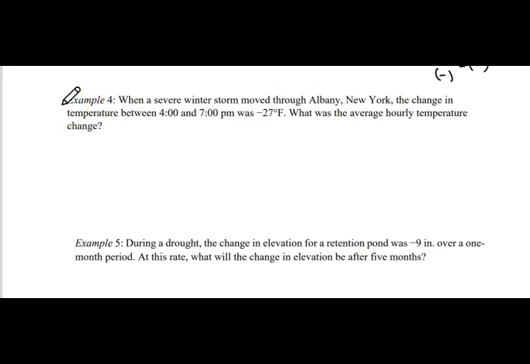Okay. So in order for us to figure that out, you need to take the -27 that the temperature dropped over between 4 and 7 p.m. That's 3 hours. So we divide a negative by a positive. The answer is negative. And then 27 divided by 3 is -9. So the temperature dropped by 9 degrees Fahrenheit every hour, the average drop in temperature.